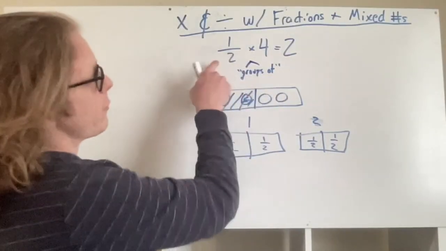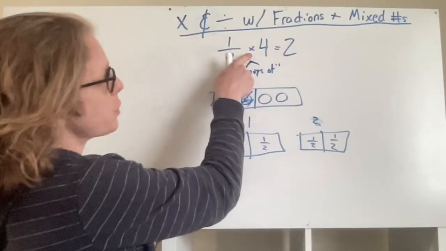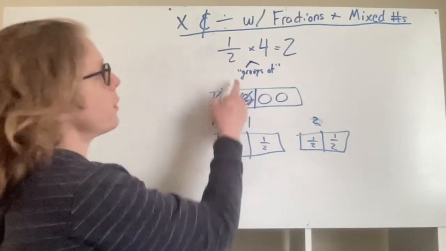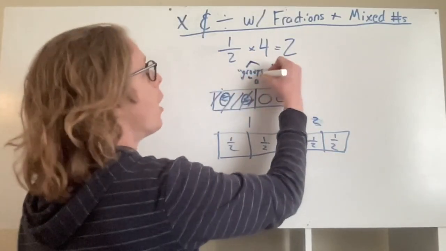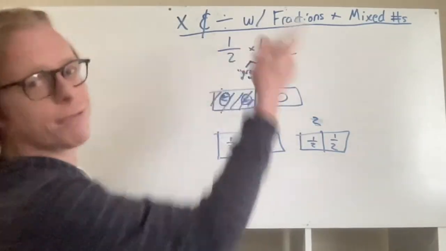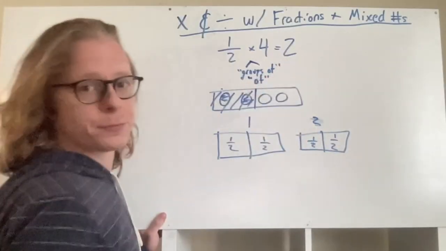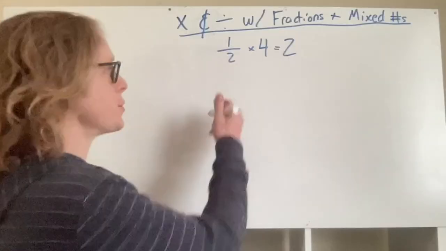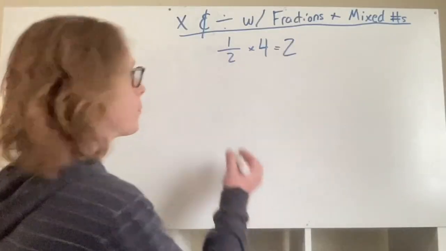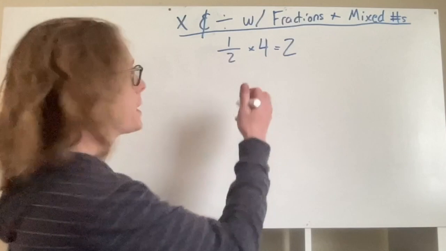So when we look at multiplication, we can think of it as groups of, but when we're specifically multiplying fractions, we can also think of it just as of, right? Half of 4 is 2. So obviously when we do this out, we're not going to be drawing these diagrams. Okay, so we're going to go over what the actual process looks like.